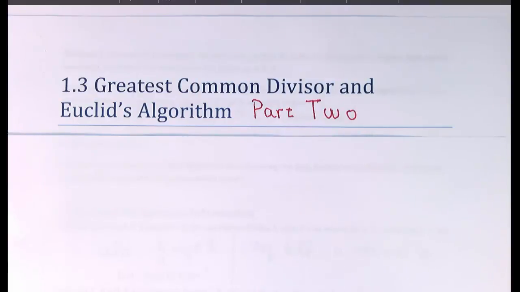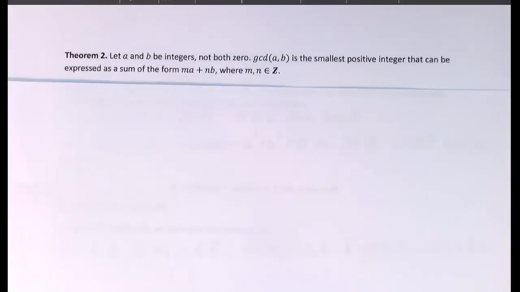This is part 2 of the lecture on section 1.3 on the greatest common divisor and Euclid's algorithm. We want to turn from examples now to proving a new theorem about the greatest common divisor. We claim that the greatest common divisor of A and B can always be expressed as a linear combination of those integers A and B, and furthermore, it is the smallest positive linear combination of this form.